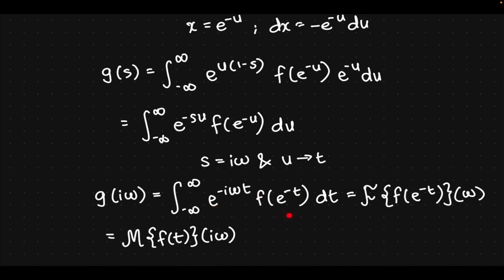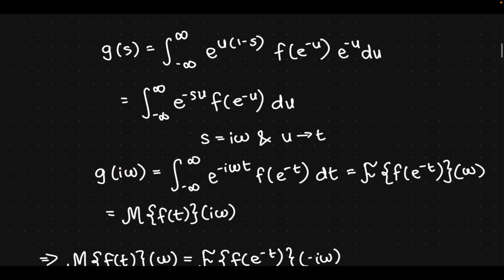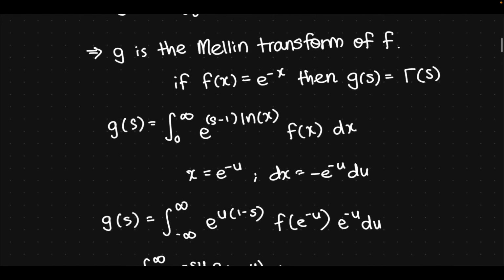Now this form of the integrand here should feel familiar to you. Well, it is indeed the Fourier transform of f of e to the minus t, where the output variable is omega. Writing it like that is important, because look at the argument on the left-hand side. We have i omega, and we have omega here. So there's some sort of relationship between that. And again, g of i omega is basically just the Mellin transform of f of t evaluated at i omega, because that's how we basically defined it on top.